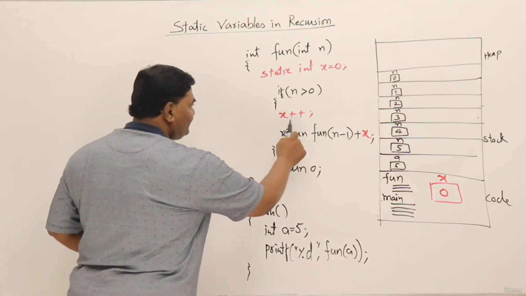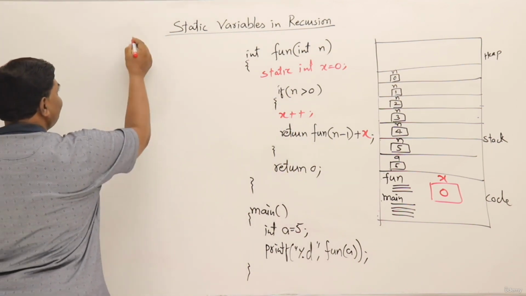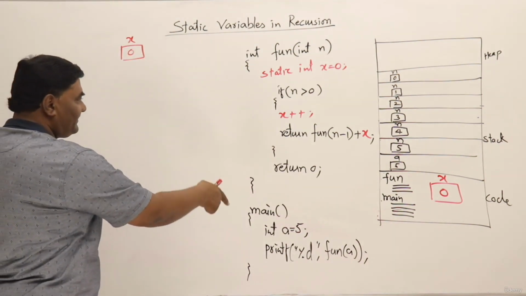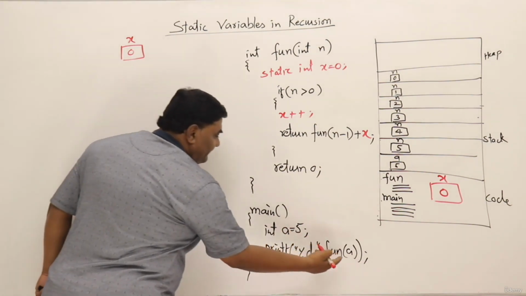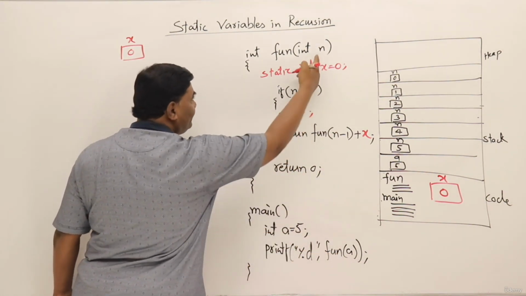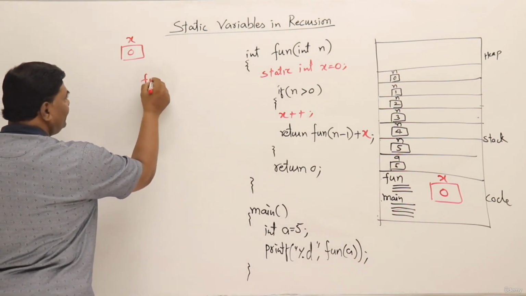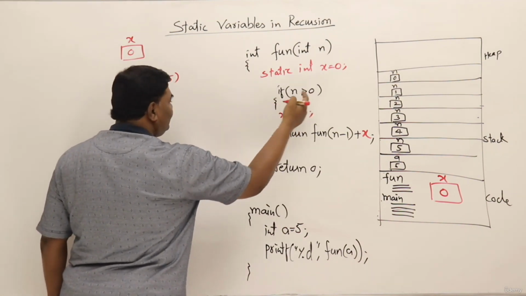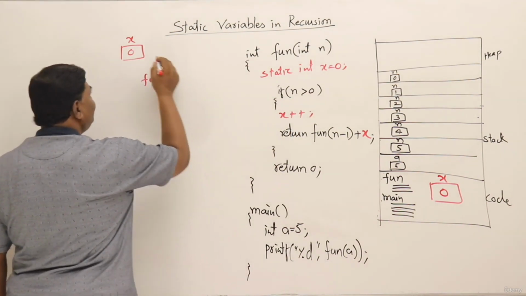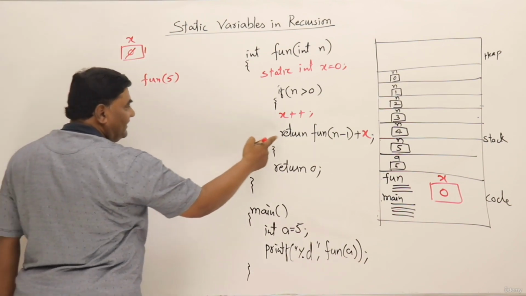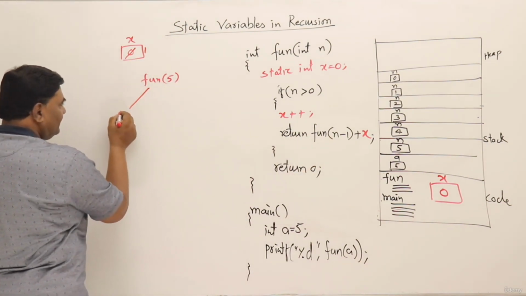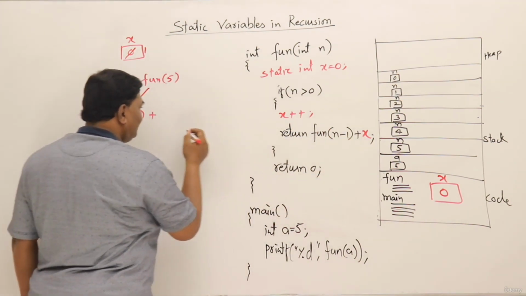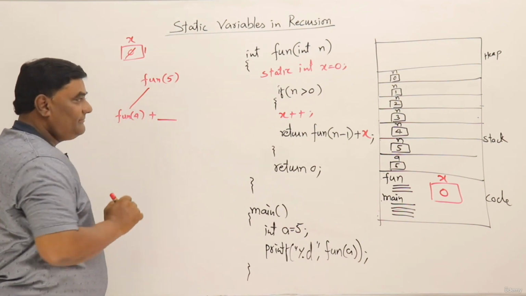For a static variable, here it is x, I should keep a single copy of the static variable separately. Don't show it in the tracing tree. Now let us start. First time the function is called by passing value 5. So n value is 5, first time fun of 5. Then if n is greater than 0, yes, x plus plus, this x becomes 1. Then it calls itself, fun of 4, plus this x will be added at returning time, so use it at returning time, don't use it now.